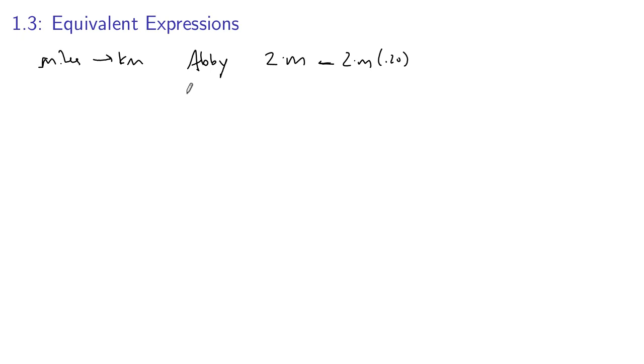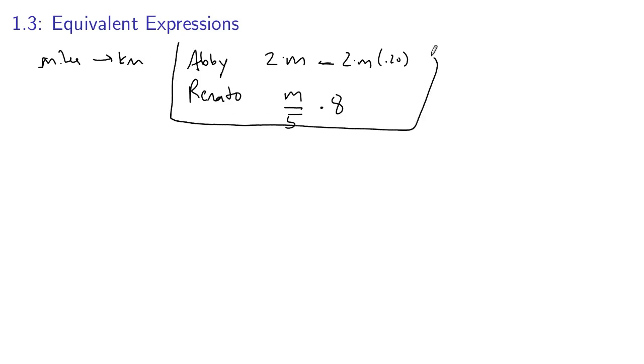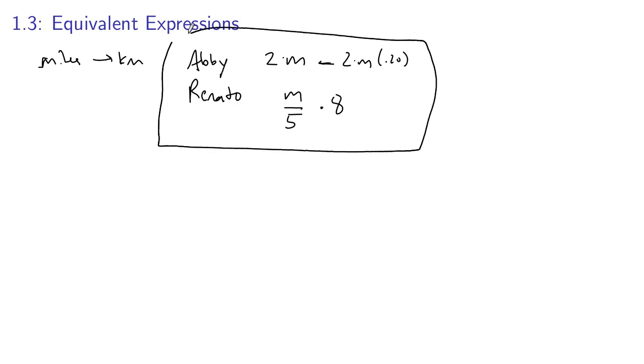Okay, so Renato has a different mechanism or method of converting from miles to kilometers. First, he takes the number of miles and divides by 5, and then multiplies the result of that by 8. Okay, so part A says write an algebraic expression. I just kind of did it as I was doing the word problem, so I'll just circle that as my answer to this part. So that was part A.